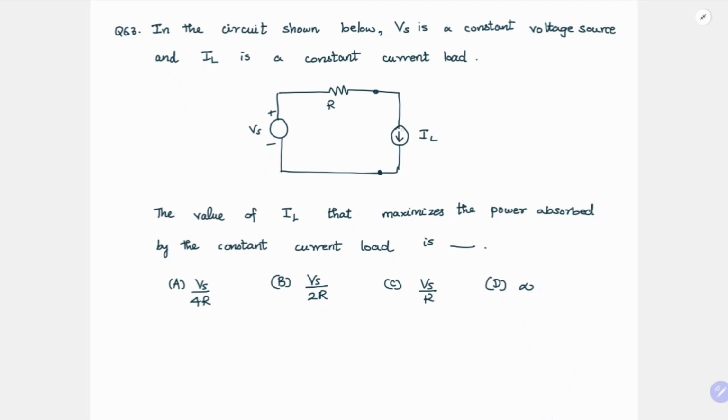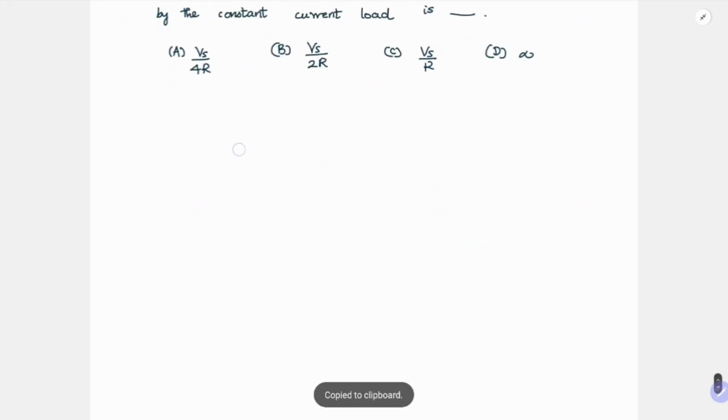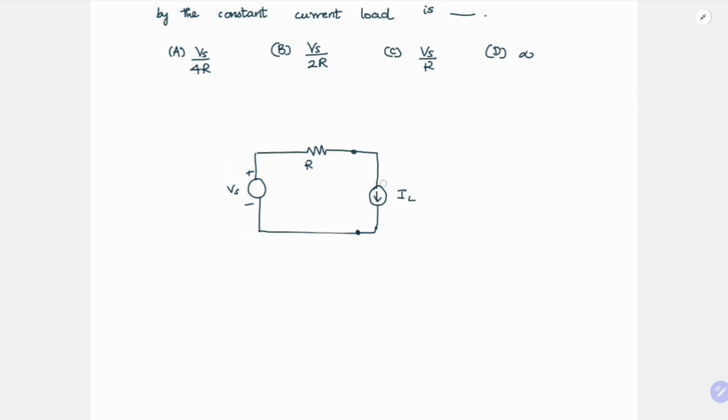So we need to maximize the power absorbed in this load. For that they're asking the value of IL. So we know the maximum power transfer theorem for a resistive load. So what does it say? Instead of a current load, if we have a resistive load, RL, the maximum power is transferred when RL is equal to R, right? And in that case, what is the current IL here? So IL is equal to Vs by 2R. And the maximum power transferred is Vs square by 4R, right?